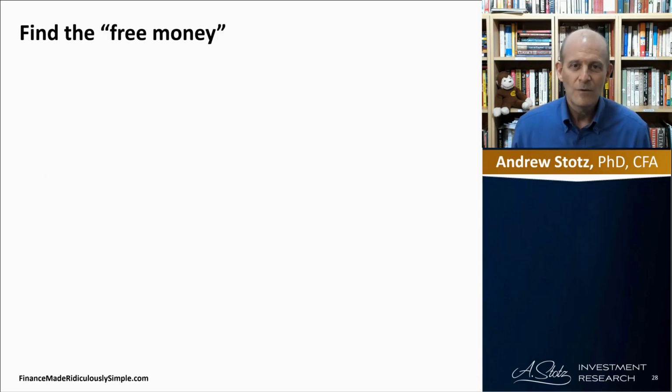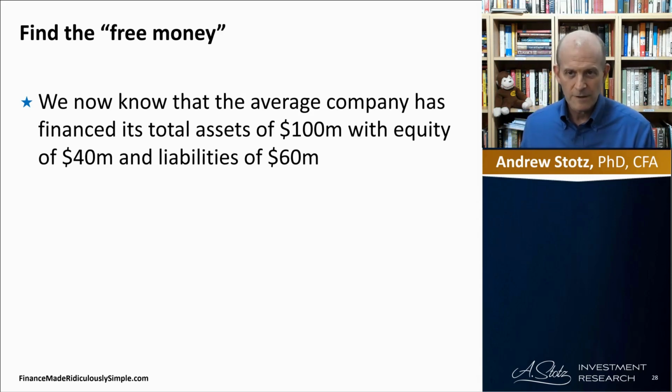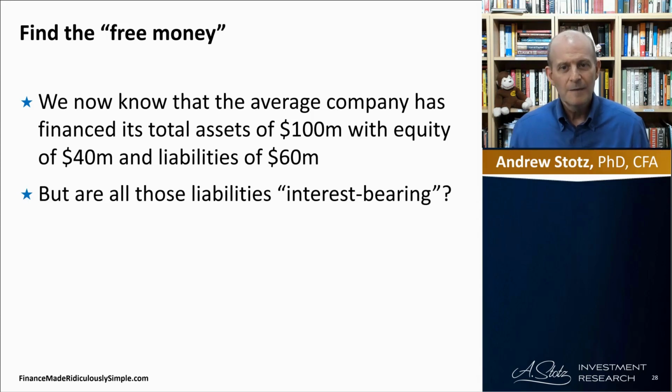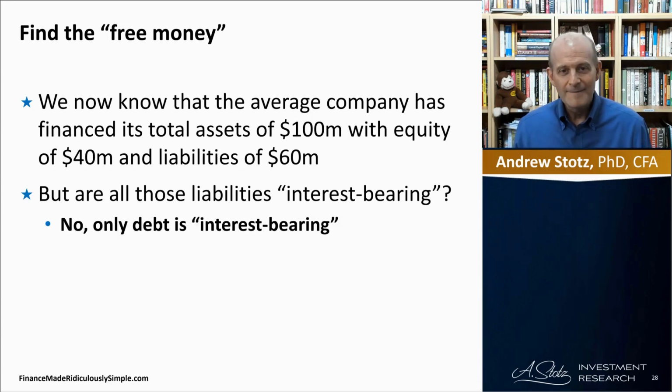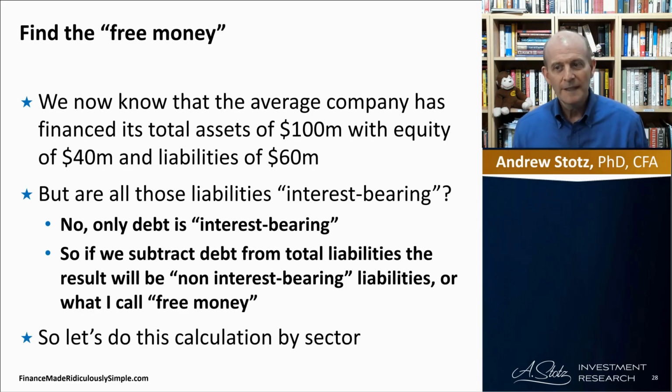And this is how we find the free money. Now, we know that the average company has financed its total assets of 100 with equity of 40 and liabilities of 60. But are all of those liabilities interest-bearing? They're not. Only debt is interest-bearing. So if we subtract debt from the total liabilities, the result is non-interest-bearing liabilities, or what I call free money. So let's do this calculation by sector.